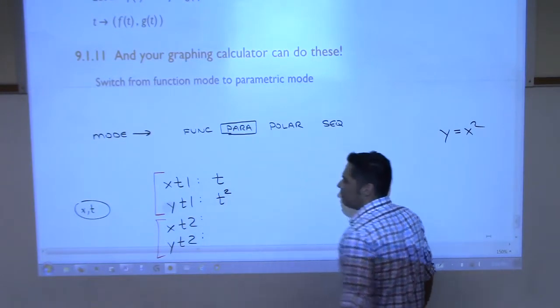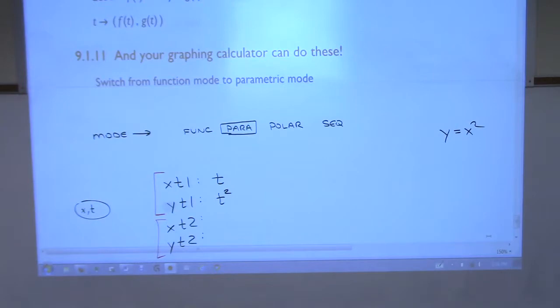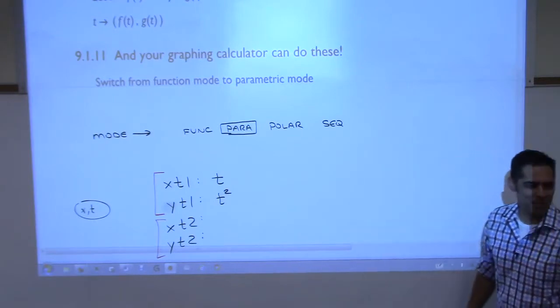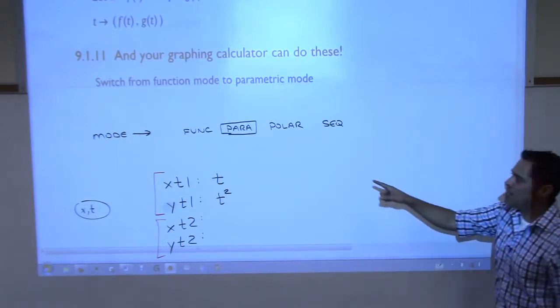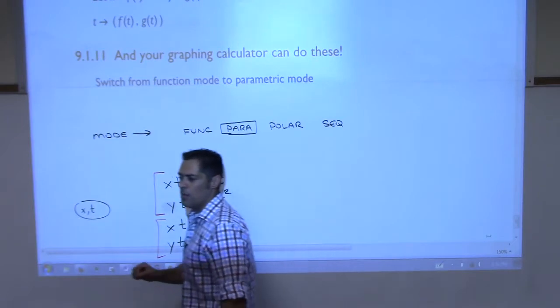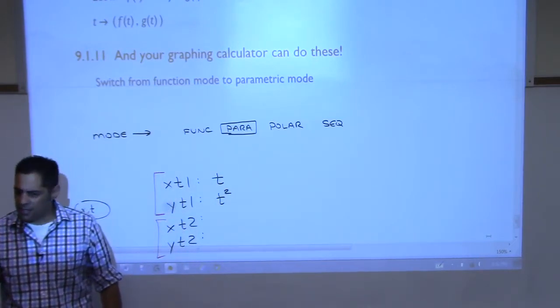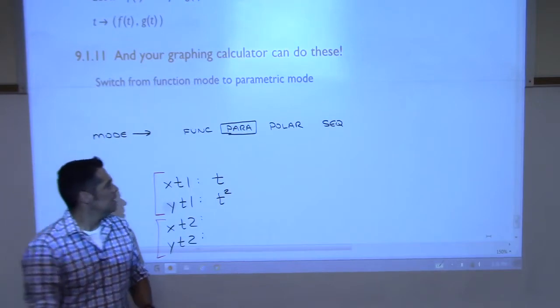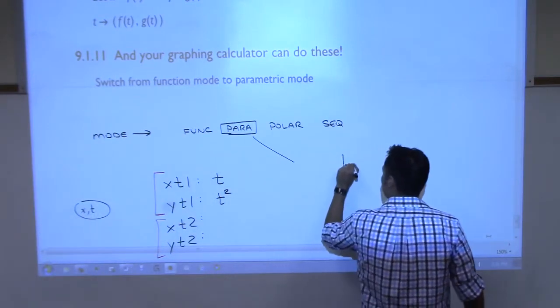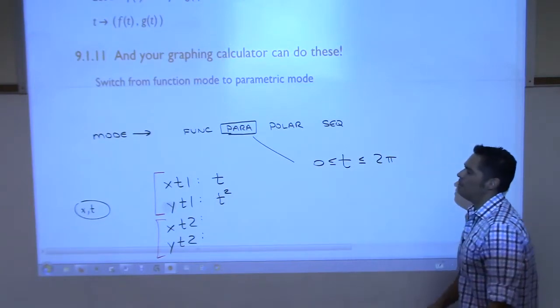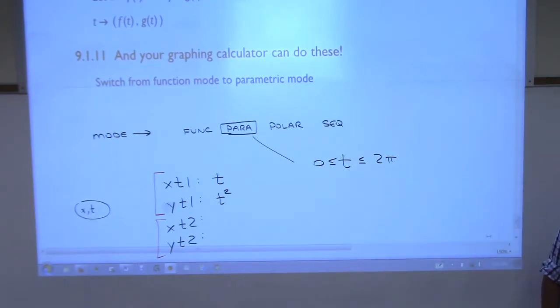And then hit graph. And you will see half a parabola. So what the heck happened? Why are you only seeing half the parabola? Because the default setting for your calculators in parametric mode is to restrict t between 0 and 2 pi. That's the standard default setting on your calculator. It puts t between 0 and 2 pi, and it does that because most of the time when you want to use parametric, there's going to be trig equations or trig functions involved.